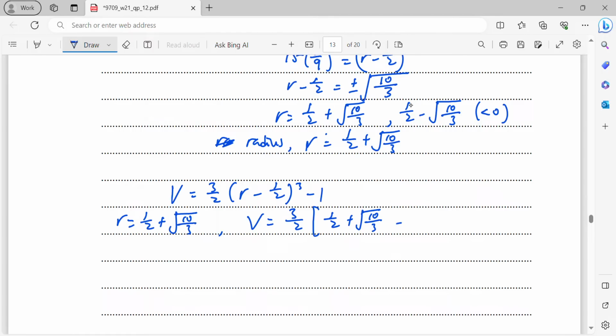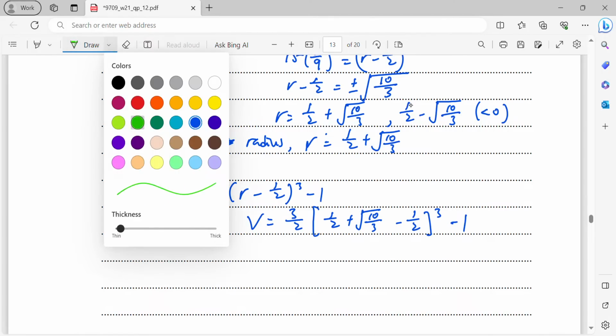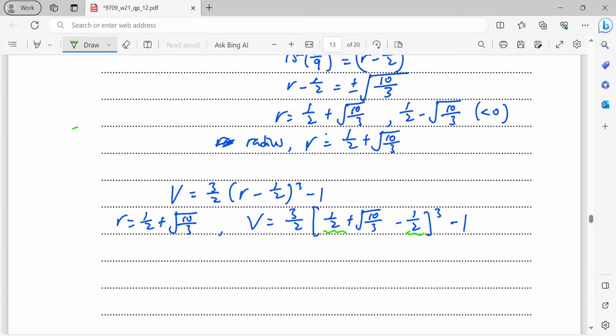This is r, then you minus half, cube it, minus 1. So from here, the half and minus half will be cancelled off. Alright, so you bring in the cube just to the second term. Then at last, you will be getting 8.129. And now we need to round up to 3 significant figures, which is 8.13 meter cube. So that's the final answer of this question.